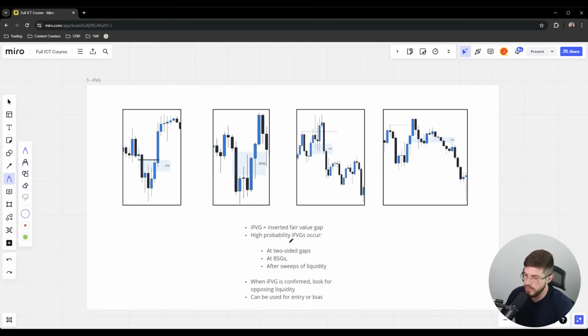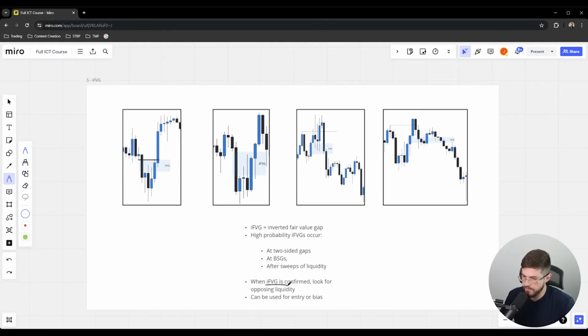To increase the probability of an inverted fair value gap, look for them to occur at two-sided gaps, since we're already expecting those to fail, or at break and structure gaps, because those should hold. Now another thing you can do is look for them after sweeps of liquidity, like we were talking about. Let's say you have a manipulation and you don't want to have to wait for this whole displacement to happen. Let's say you get an inverted fair value gap, but you haven't really got a displacement. Well, you can use that in place of the displacement because it's just something that is helping you rationalize that the market is likely going to trade lower. So if you had this plus displacement, it would be even higher probability, okay? You can stack these things or use them interchangeably.